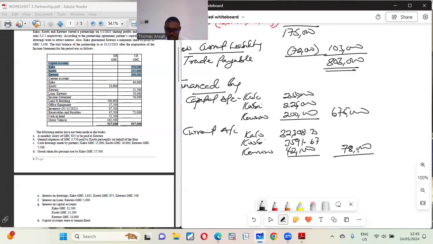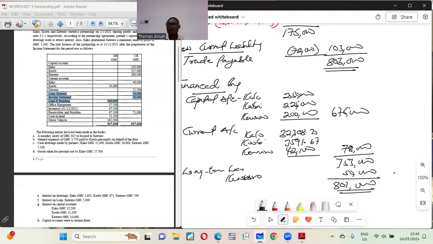So that is my capital side. So plus 675,000 will give me 753,000. It's not balancing yet, but there is the long-term loan. How much is the long-term loan? Kehru. So with Kehru, we have 50,000. So now if I add plus 50,000, I have the balancing figure of 803,000. So this balances perfectly. All right. So this is good.